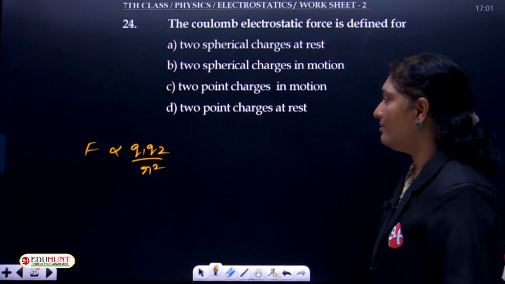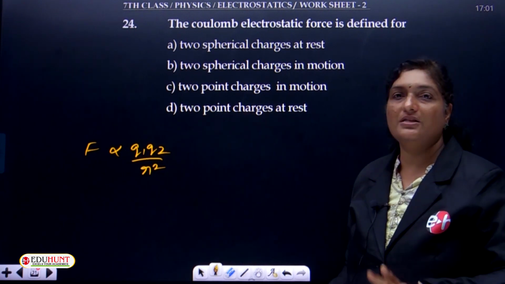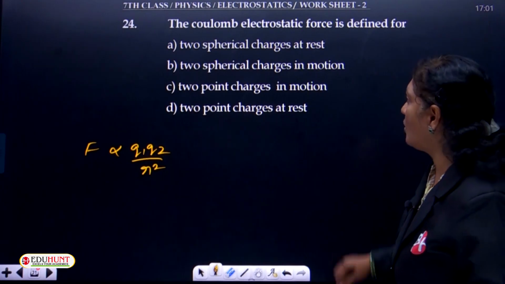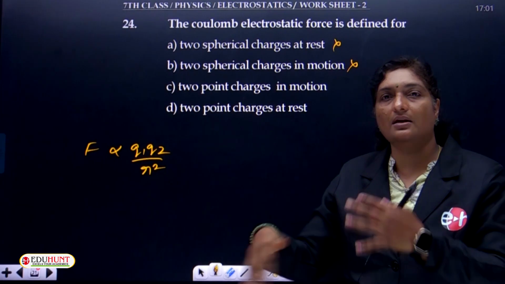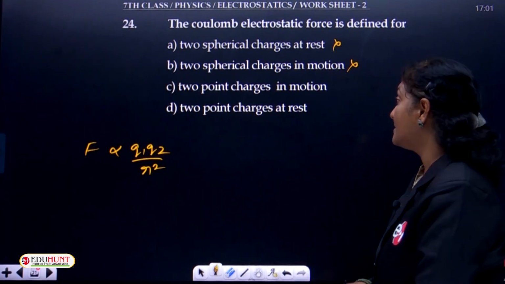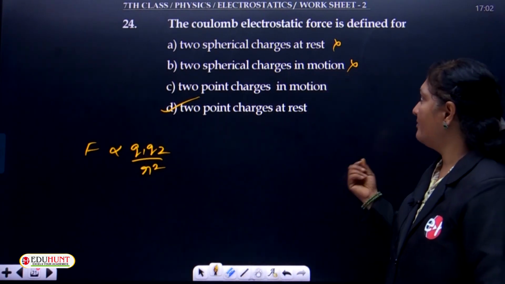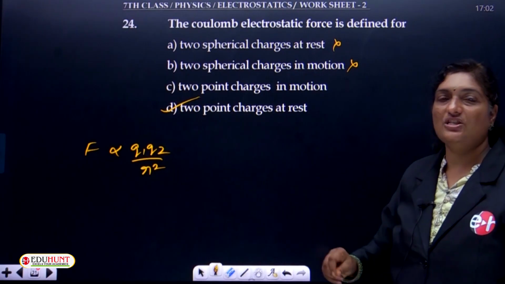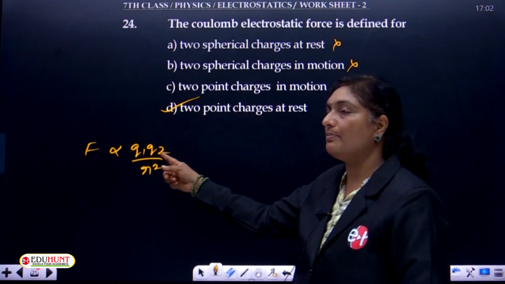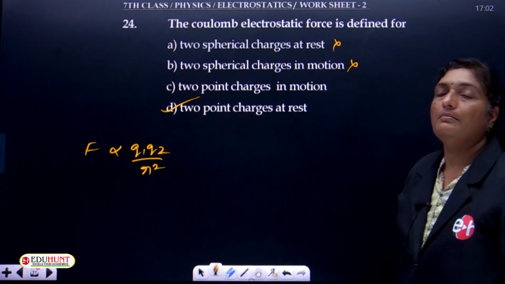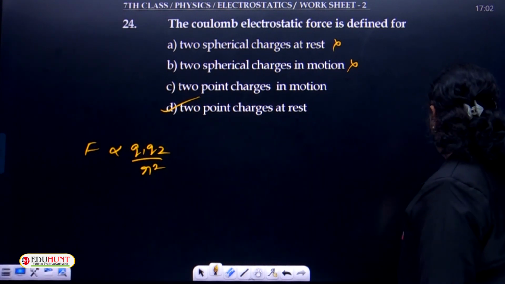Generally we have considered Coulomb's force of attraction and repulsion between 2 point charges, so not spherical. And are these 2 charges considered at rest or in motion? They are considered at rest. So, Coulomb's electrostatic force of attraction or repulsion between any 2 charges which are at rest is directly proportional to the product of the charges and inversely proportional to the square of the distance between them. Hence, the correct option is option D.